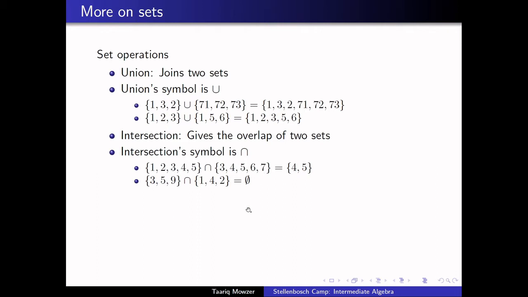as you can see here. Over here we have the set 3, 5, 9 intersect with 1, 4, 2. What you'll notice is that there's no elements in either of these sets that are in both of the sets, so you get the empty set. It's the set with nothing in it.